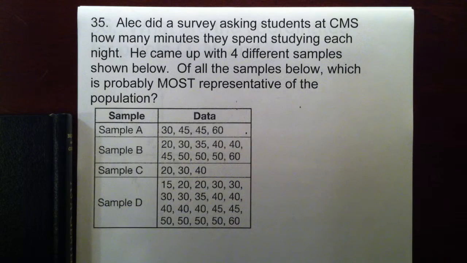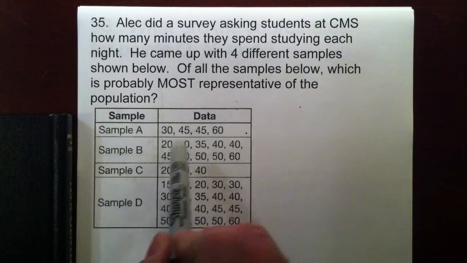Alec did a survey asking Creekland Middle School students how many minutes they spend studying each night. He came up with 4 samples as shown. Of all the samples below, which is probably the most representative of the population? So in other words, Alec went out and surveyed a different number of people every time he took the survey.